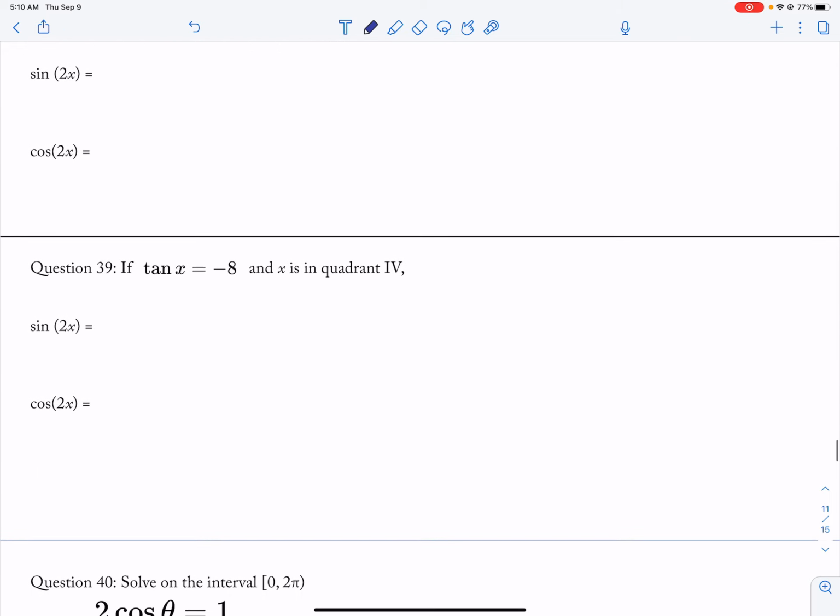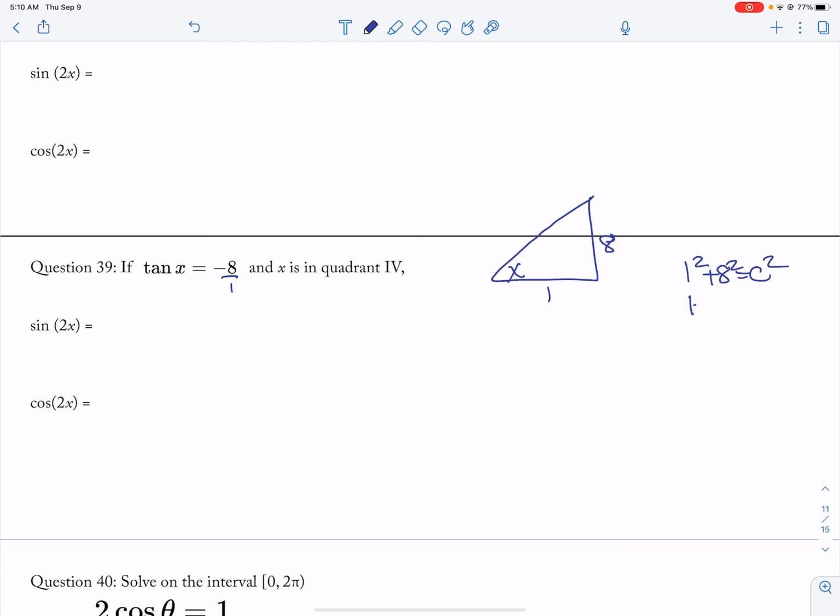Tangent is equal to -8. So this is -8 over 1, so that's x. That makes this 8 over 1, so then 1 squared plus 8 squared is equal to c squared. So 1 plus 64 is equal to c squared. So 65 is equal to c squared, so c is root 65.